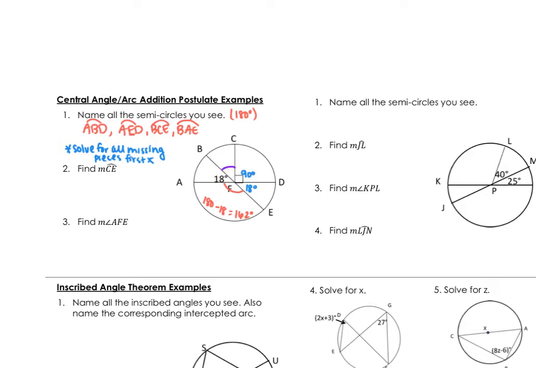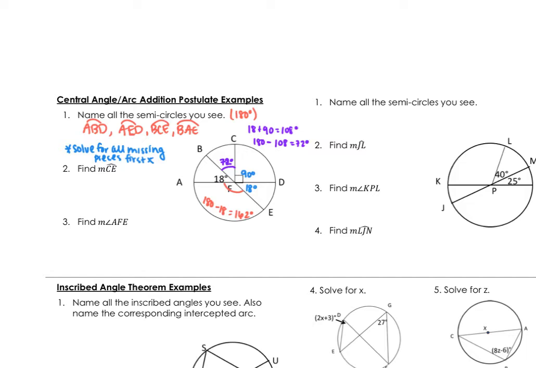I could do 18 plus 90, which is 108, and then I can subtract from 180 since there's 180 degrees in a semicircle, which is 72 degrees. So this piece right here is 72 degrees. Okay, so now that I have all the missing pieces, now I can answer these questions.